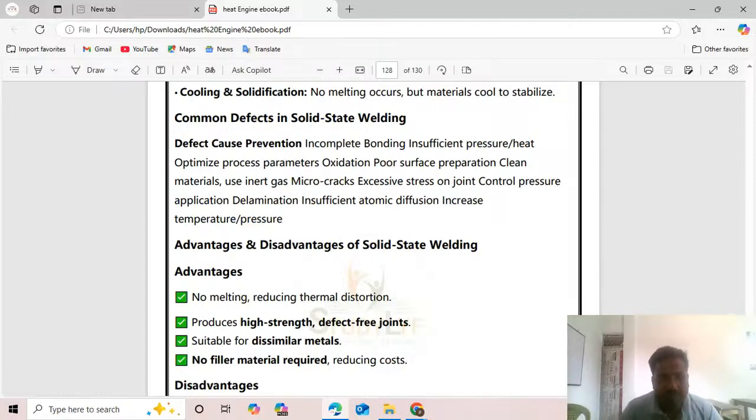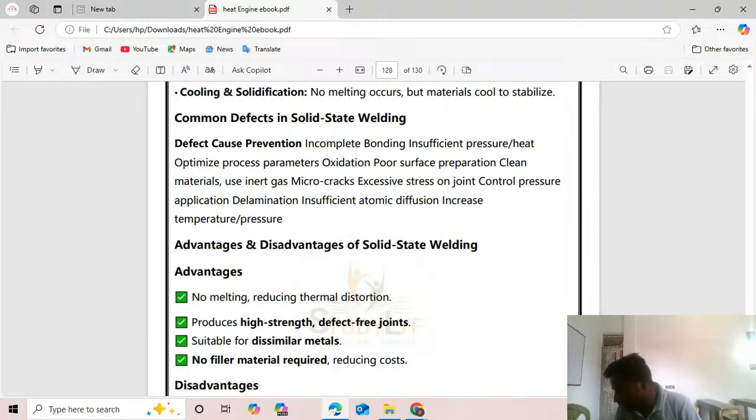Actually, in this process there will be a disadvantage also in large areas, because the metals are heated and then pressurized, and after that you get the weld. So this type of welding may cause various faults. So we can say that these are the disadvantages of this type of welding. First, we will see the advantages of this welding.